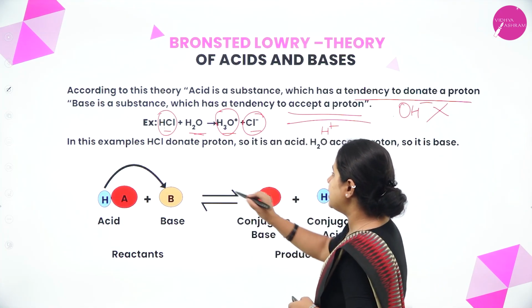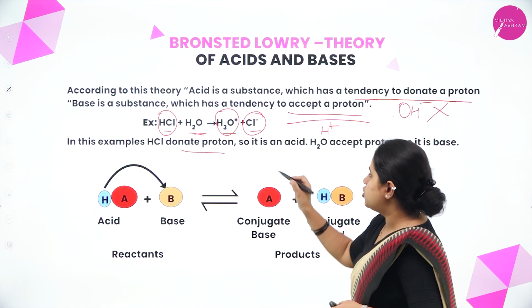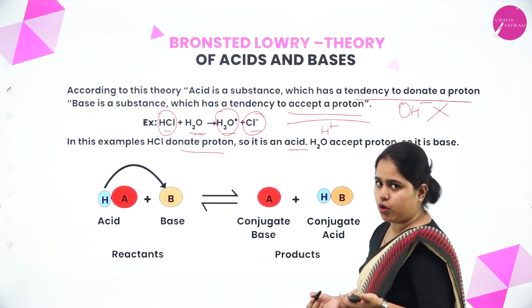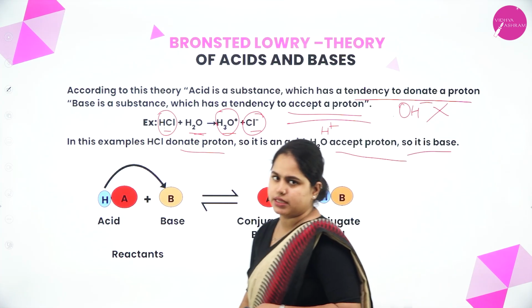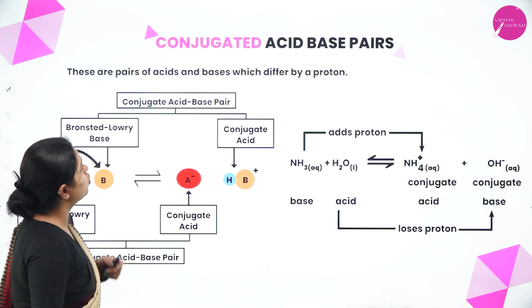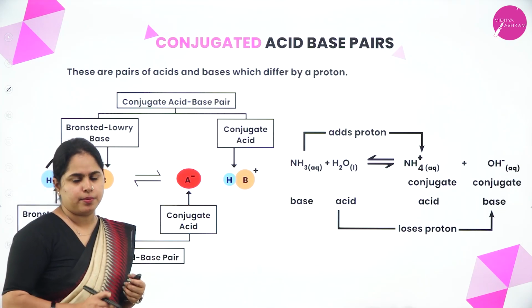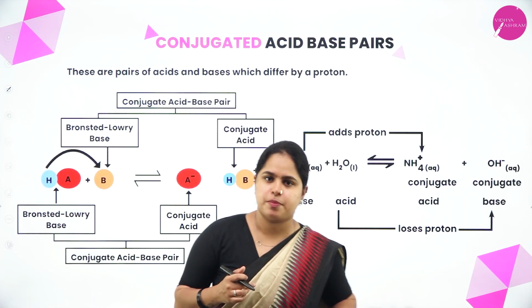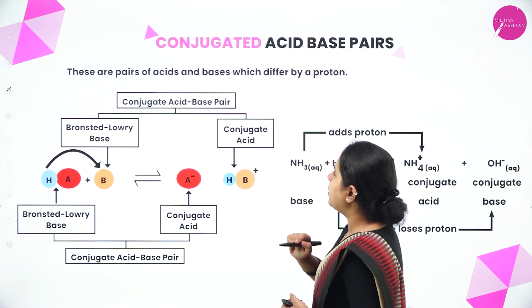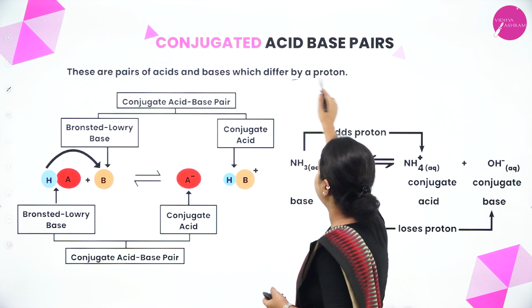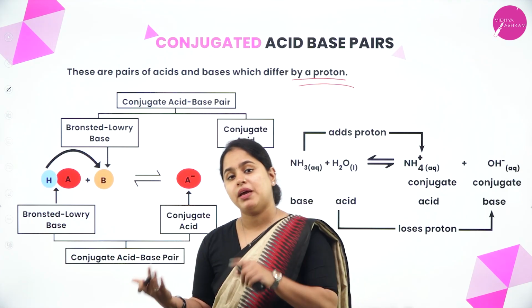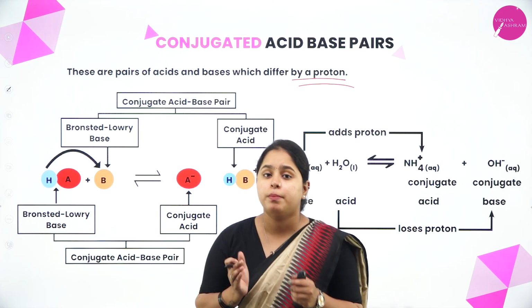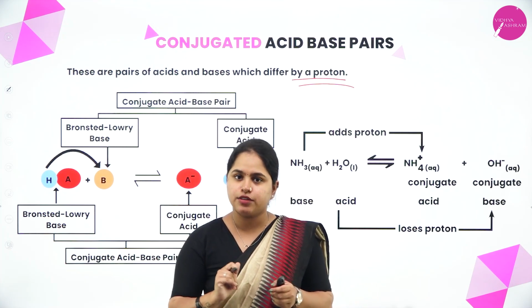Now in this example, HCl donates the proton, so it is an acid. As it is donating the proton, it is an acid, and H2O accepts the proton, so that will become the base. Clear? Now moving on to conjugate acid base pairs, which is a very important part. These are pairs of acids and bases which differ by a proton. So if you have an acid, you have a conjugate base for that acid, and if you have a base, you have a conjugate acid for that base.